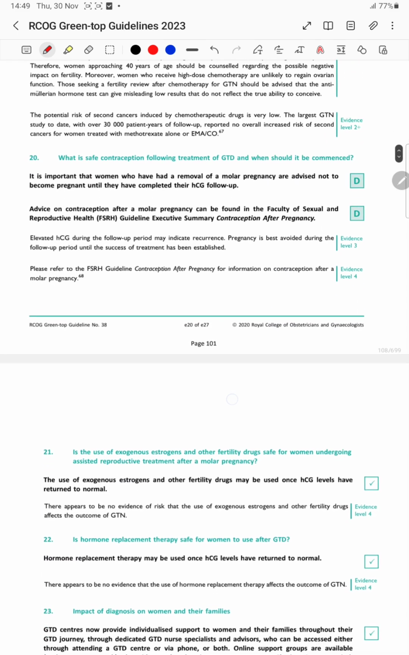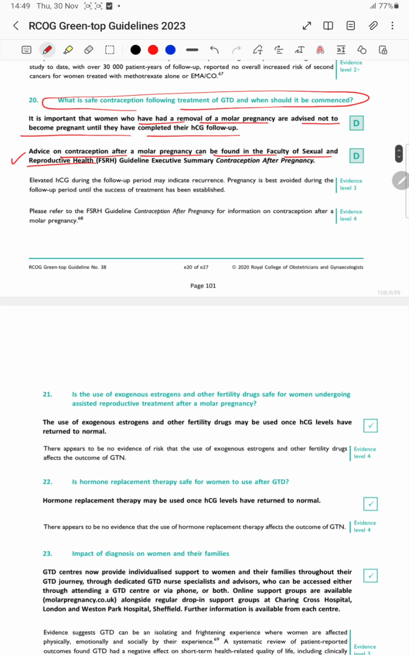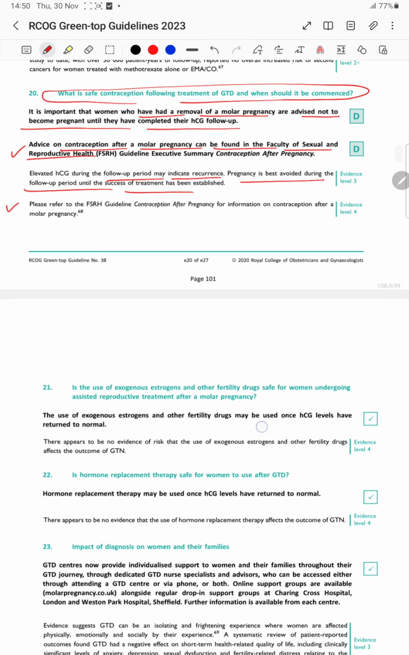So what is safe contraception following the treatment of GTN, and when should it be commenced? It is important that women who have had a removal of a molar pregnancy are advised not to become pregnant until they have completed their hCG follow-up. Advice on contraception after a molar pregnancy can be found in the Faculty of Sexual and Reproductive Health. Elevated hCG during the follow-up period may indicate recurrence. Pregnancy is best avoided during the follow-up period until the success of the treatment has been established, and please refer to the FSRH guidelines for further update.